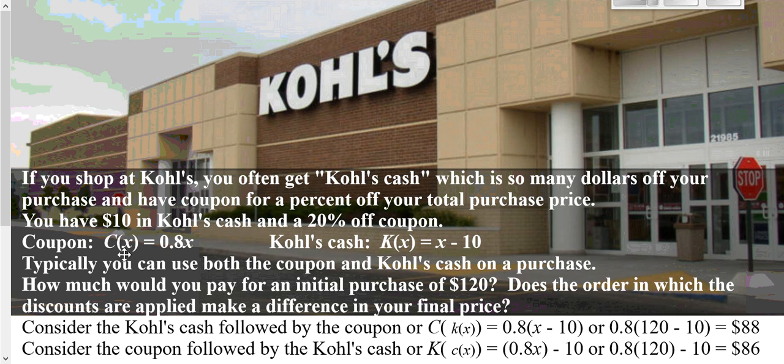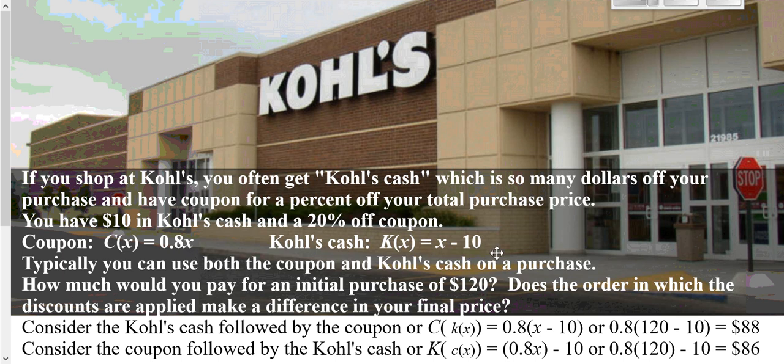Typically at Kohl's, you can use your coupon and your Kohl's Cash on a purchase. So suppose you had an initial purchase of $120. Does the order in which you apply these discounts make a difference? Suppose you did your coupon first and then subtracted your $10.